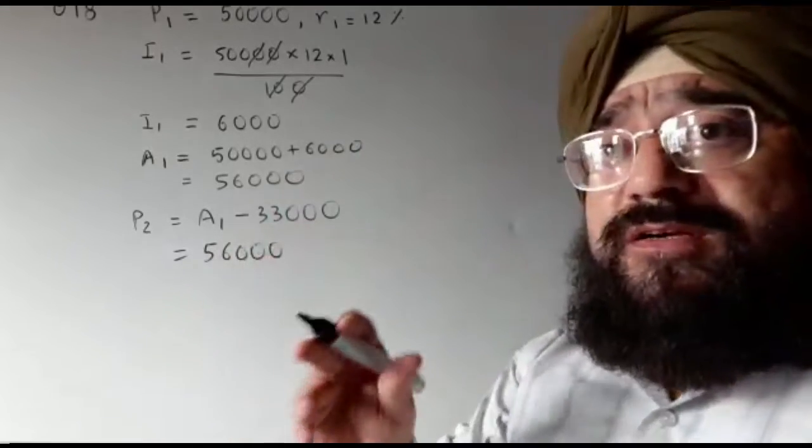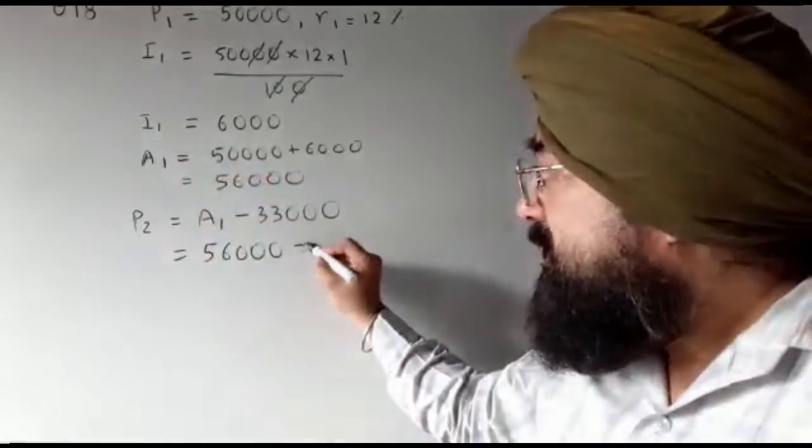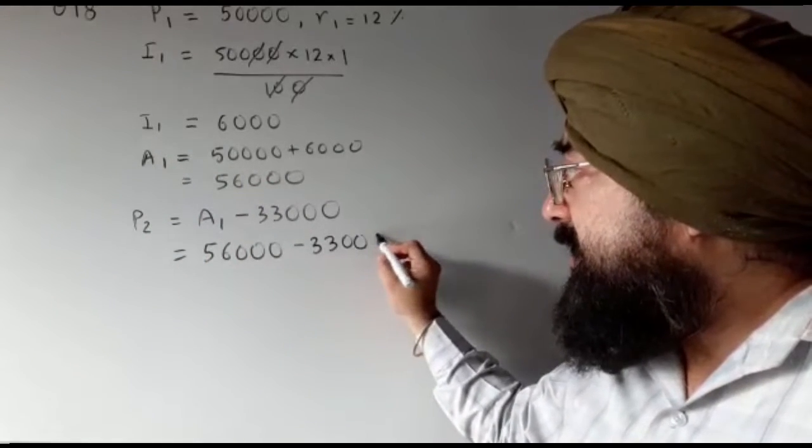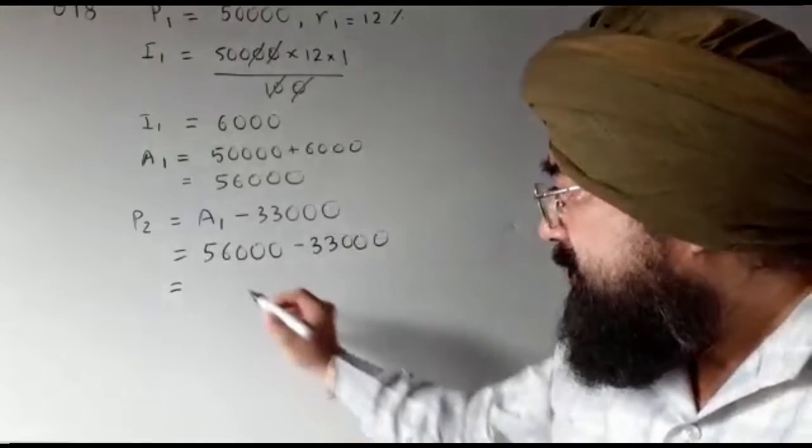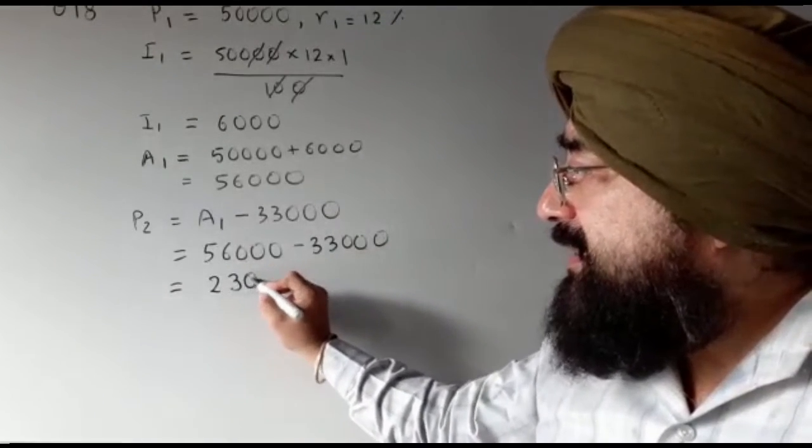Please pardon me for all the sounds and noises around. The kind of locality I'm in. So this becomes, yes beta? Sir, 23,000. Very good. This comes out to be 23,000.